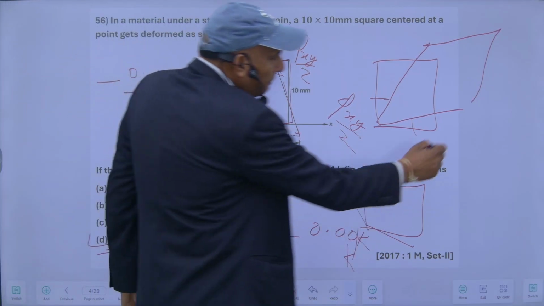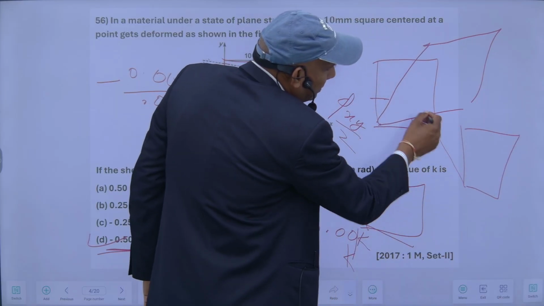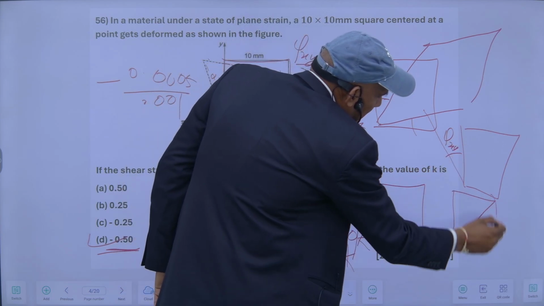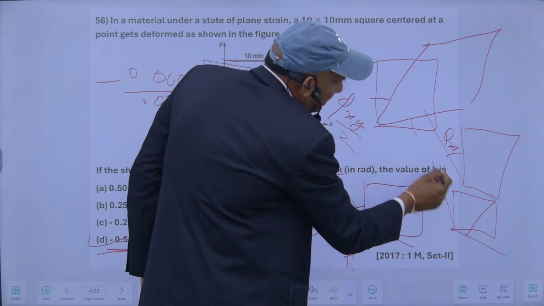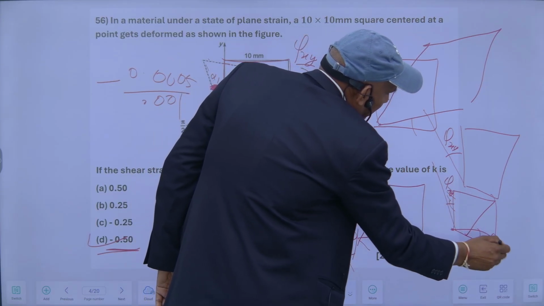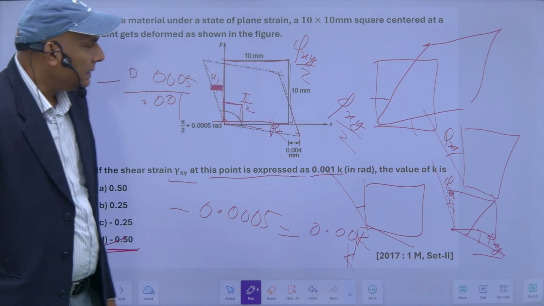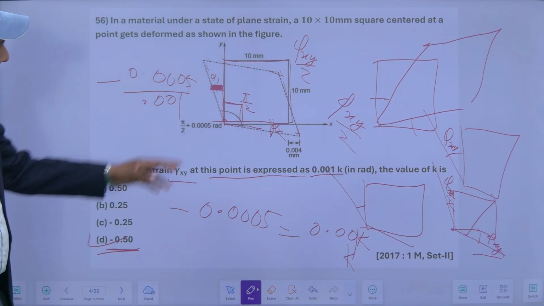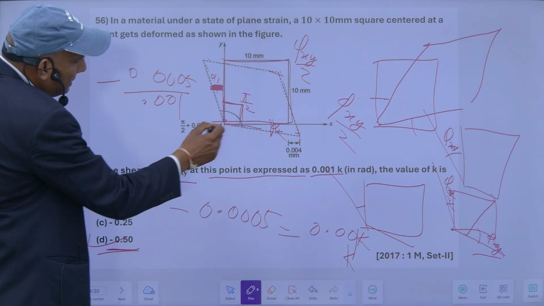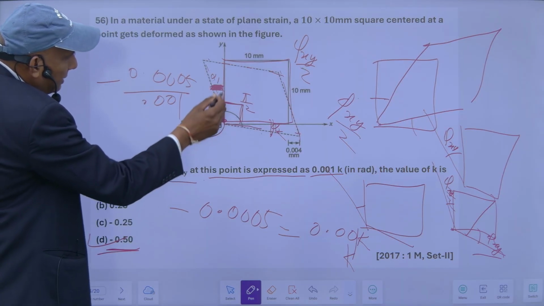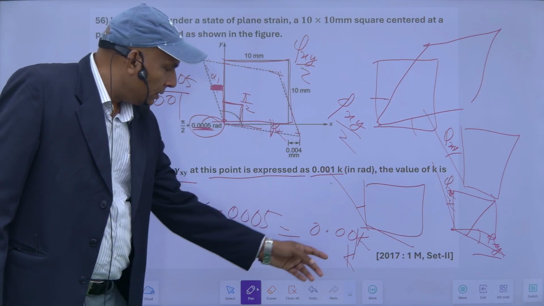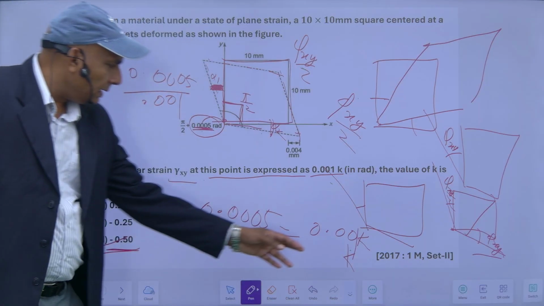Otherwise, for the purpose of analysis, we considered it on one side, but actually it is like this. Half is the change here, half is the change here. My change in the shear strain is like this, but only for the purpose of analysis we take it on one side. So this plus this is the total change in the angle. So this is 90 degree plus this. This is a shear strain. He has given this much, so from this I can find the value of K.